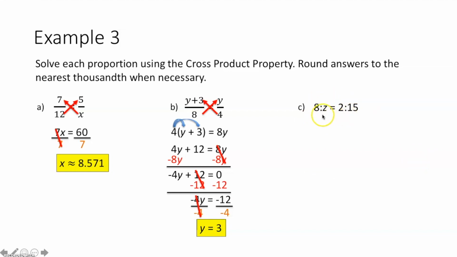Part C, we have 8 to z is equal to 2 to 15. Again, it's a proportion, but not written as fractions. So we want to write those as fractions. Now, cross product property. We're going to go 15 times 8 is equal to z times 2. Now, we have our equation. We want to solve for z.